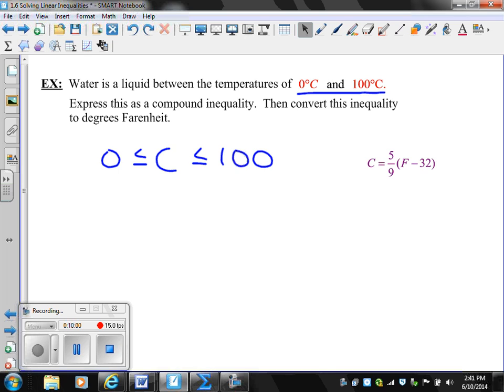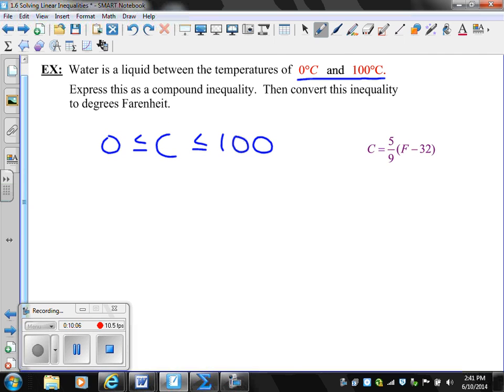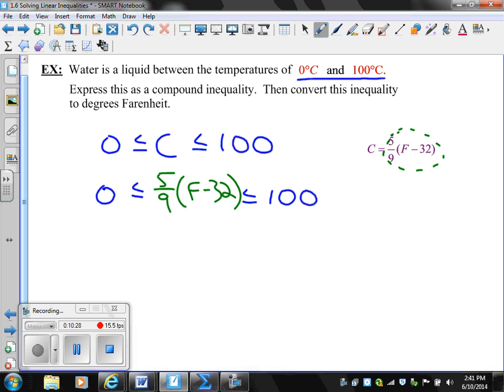Okay, so now for the conversion here, essentially what I'm going to do is put this expression for C, 5/9 of F minus 32, and substitute that in, and then I'm going to unwrap here. So I have 0 is less than or equal to, and in place of C, I'm going to put 5/9 of F minus 32. And now it's a matter of just unwrapping here.